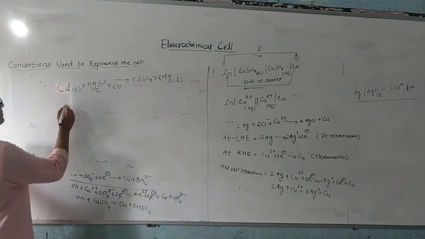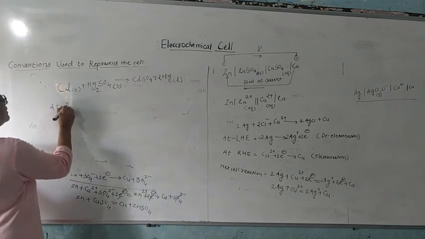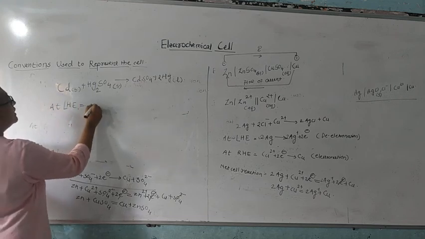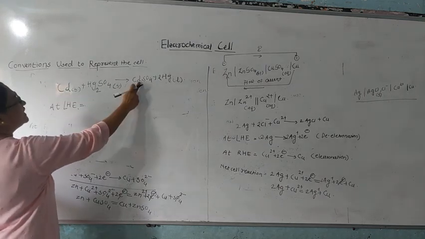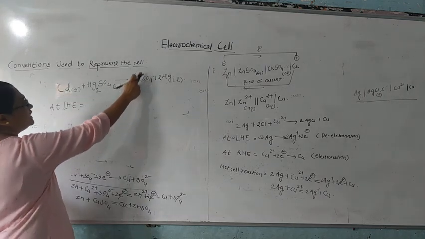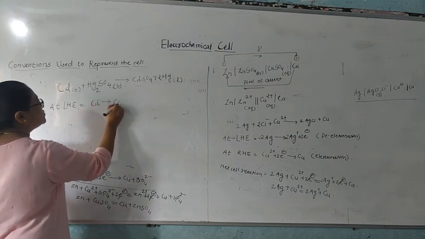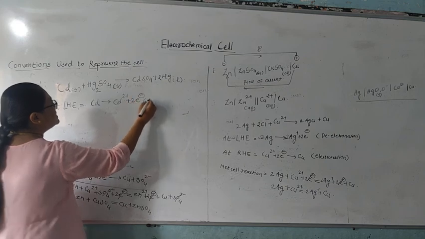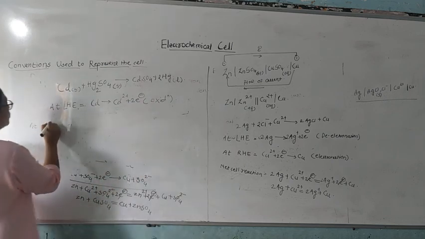Now how to represent this cell? Let's first write at LHE. At LHE, obviously cadmium is getting converted to cadmium. How much is the oxidation state? 2 plus. This is getting oxidized. Cadmium gives rise to cadmium 2 plus plus 2 electrons. This is oxidation, or you can write it as de-electronation.